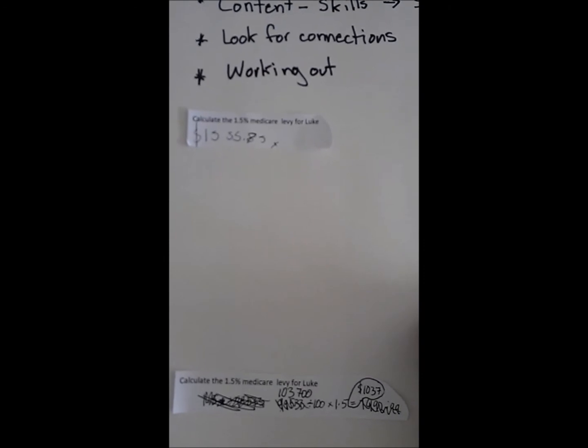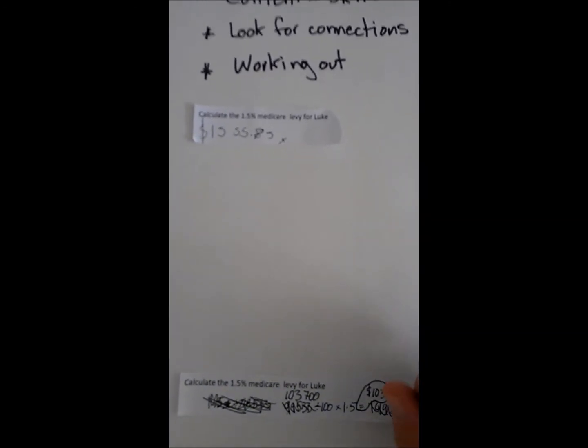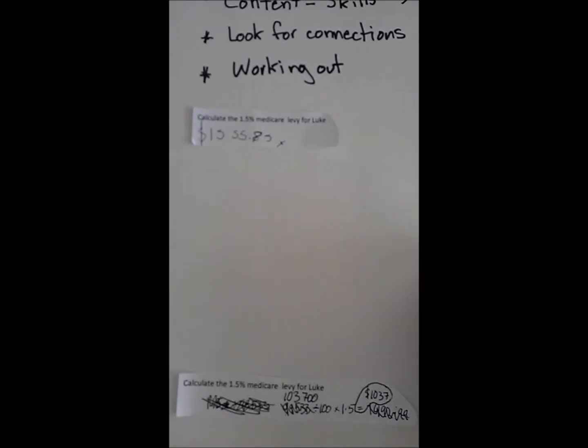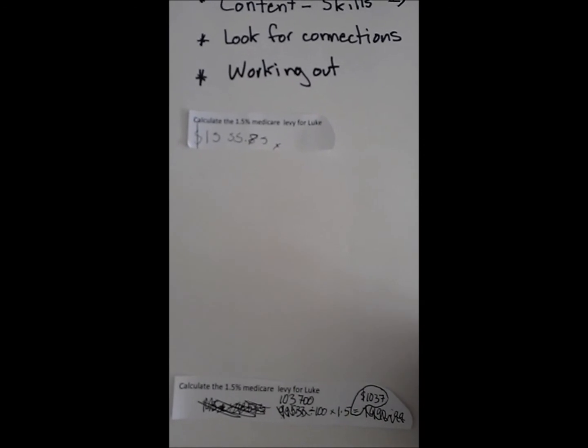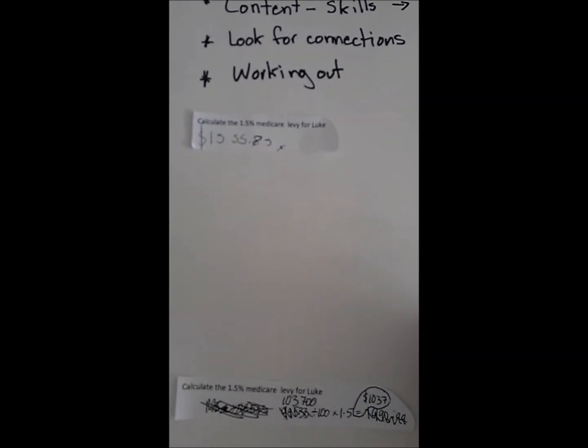Calculate the 1.5% Medicare levy for Luke. 155.85. No idea. No working out, no communication. I have no idea what they've done. I've got no idea how they went about and calculated this. Can't give them any marks. I can't feed back to them. If I was their employer, they're not really telling me anything.